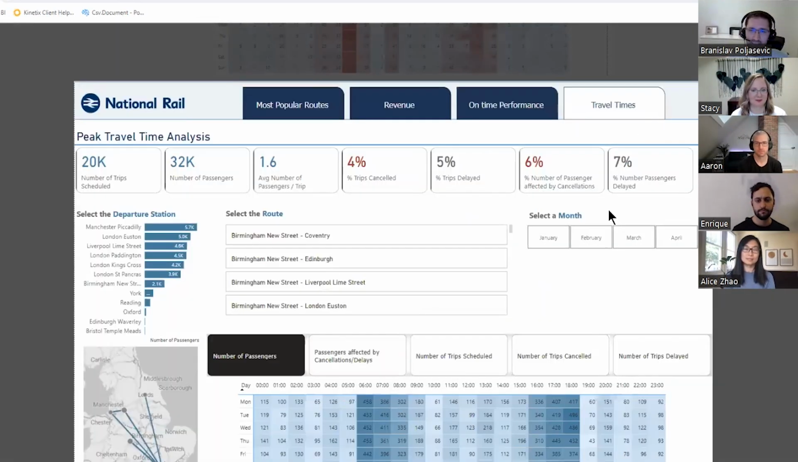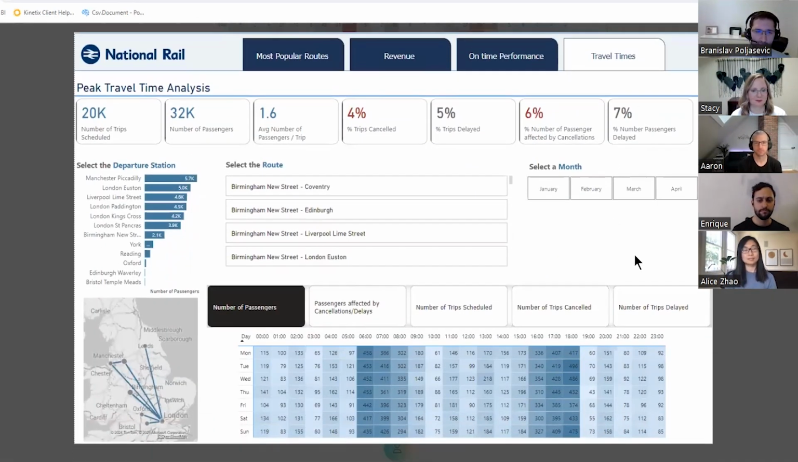So the travel times, this is where the layout breaks a little bit. My recommendation is always for folks to not use numbers or values in heat maps. Granted, there are use cases, but if we are looking at the number of passengers, by the way, we have the ability to slice this heat map by all of these measures here.